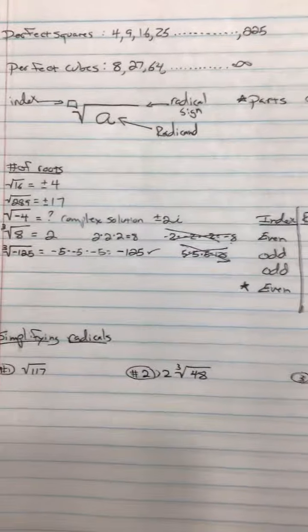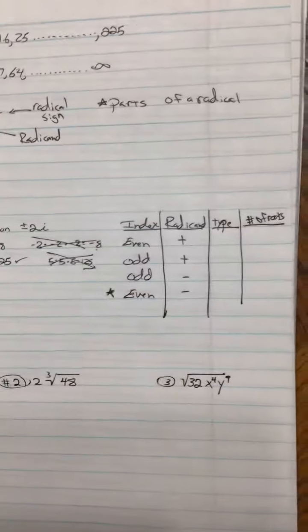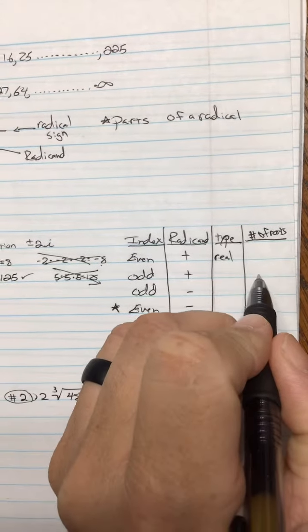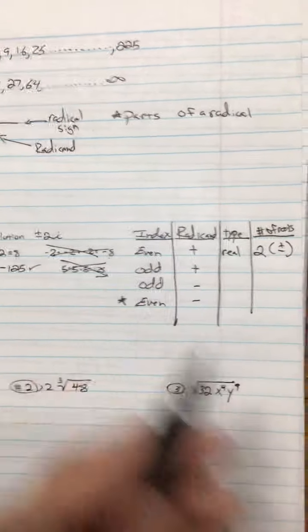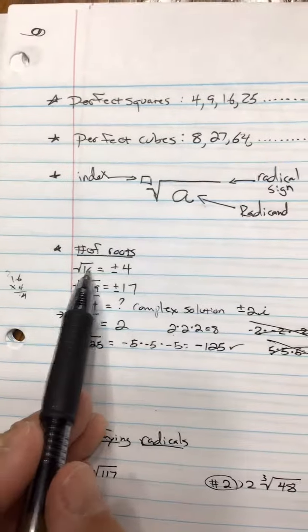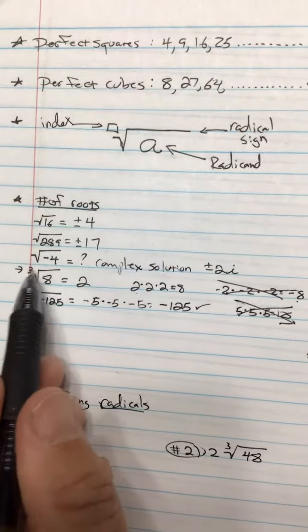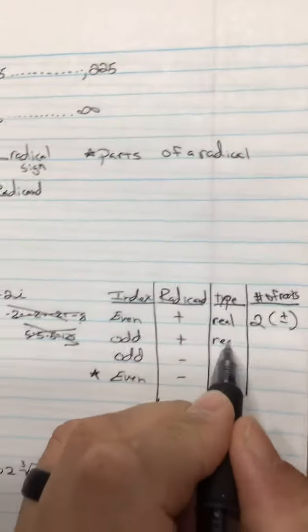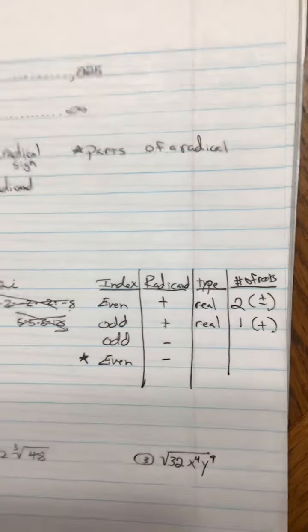So here are some takeaways. If I have an index number that's even, and it's got a positive radicand, it's a real root, so it's not imaginary. And the number of roots, I have 2 of them, and it's going to be a plus and a minus, like right up here. If I have an odd index number and it's positive, like this scenario right here, I have a real root, but I only have one of them, and it's going to be a positive root.